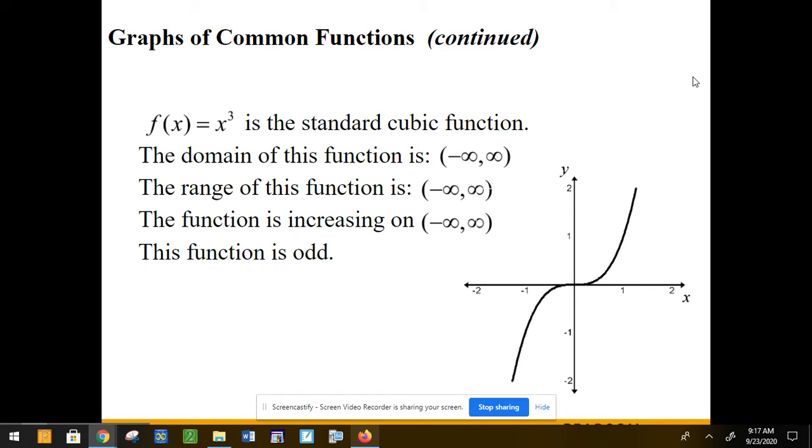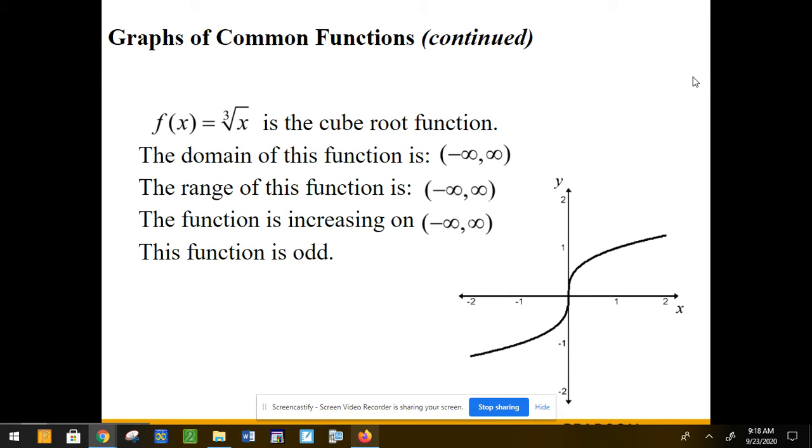Cubic function, so f of x equals x cubed. Domain is all real numbers, range is all real numbers, and the function is increasing the entire time. It would be considered an odd function. And then the cube root function, basically same deal as the cubic function. Domain of the function is all real numbers, range is all real numbers. It's increasing the entire time, and it is an odd function.